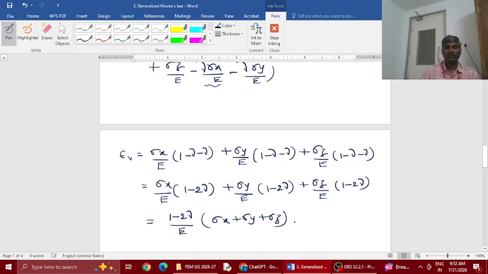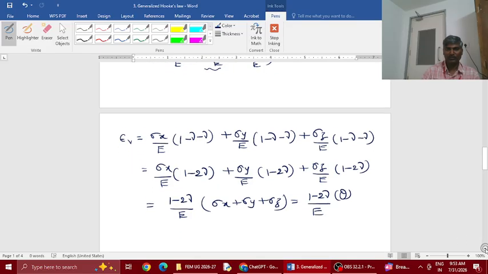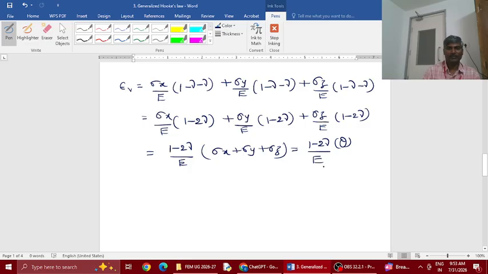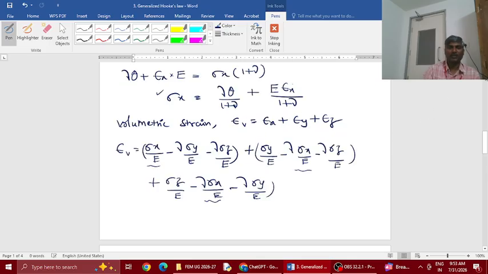Now what can you write for this? 1 minus 2 nu by E, that is theta. Now what is theta? Because we want to substitute for theta, right? So this goes to the left hand side. So E by 1 minus 2 nu into epsilon v, the volumetric strain, is equal to theta. So this you need to substitute here, in this expression.